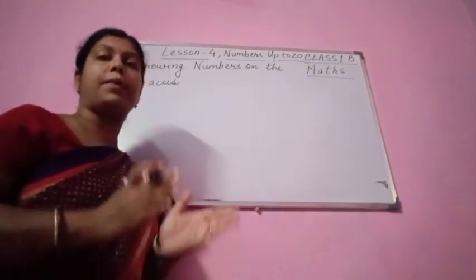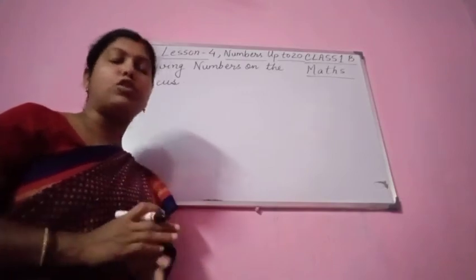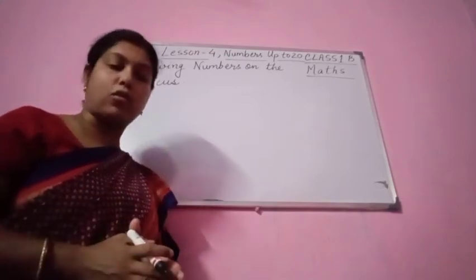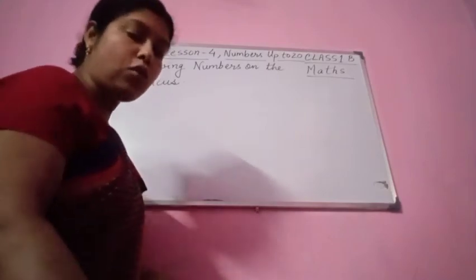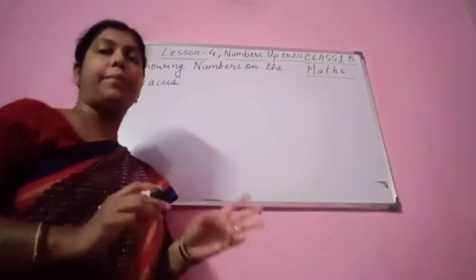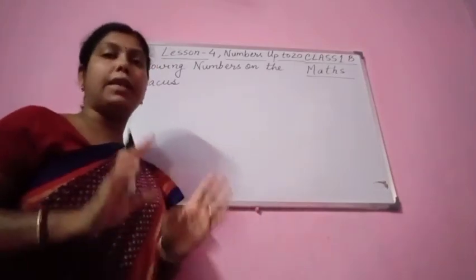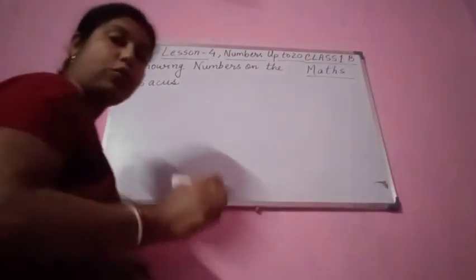What is an abacus? An abacus is a counting device. What are the rods on the abacus called? The rods on the abacus are called spikes. This is page number 47. You can go through this page. So let us represent numbers from 1 to 20 on the abacus. You have to draw this in your maths copies.